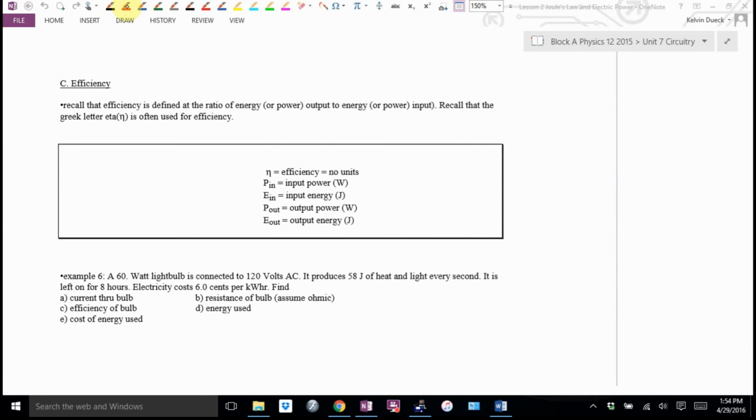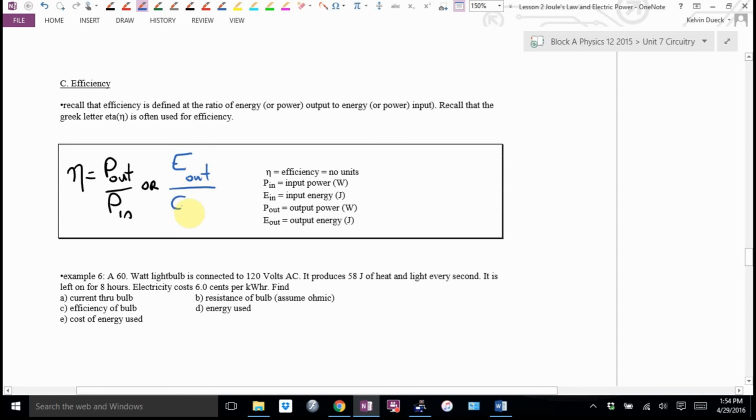So, quickly rewriting, because we had a little crash there, I said efficiency was power out divided by power in, or it was energy out divided by energy in. Really, I told you, hey, look, it's the smaller number divided by the bigger number. Just make sure the units match. Divide watts by watts or joules by joules. Don't divide joules by watts.